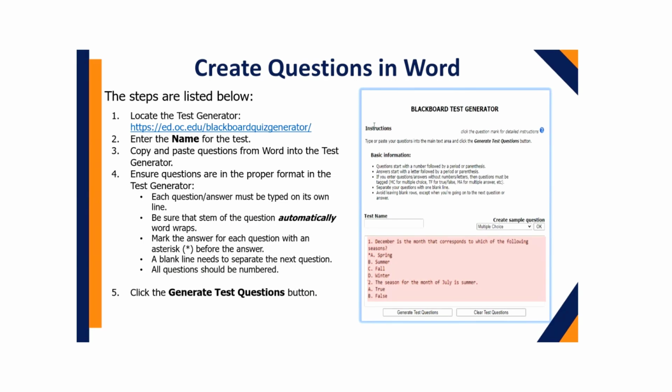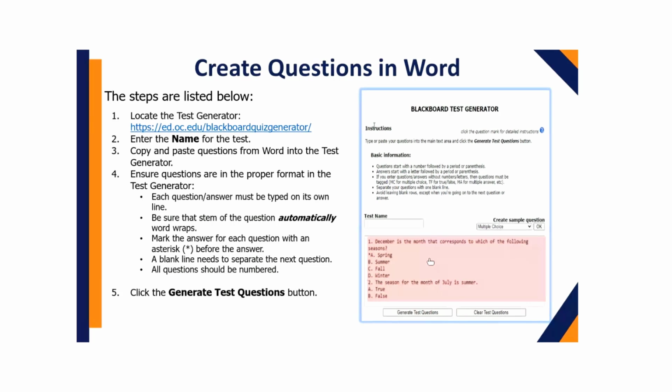So I have some sample questions right here, and I'm assuming that they were typed in Word. So you're going to locate the test generator, type a name for the test, and then you're going to copy and paste the questions directly here. But there is a specific format that they need to be in.